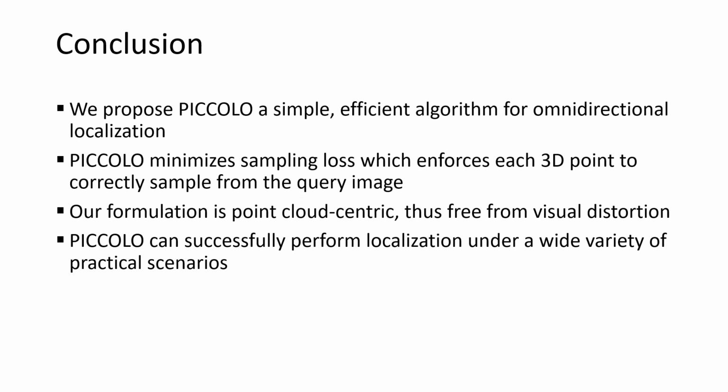In conclusion, we propose PICCOLO, a simple, efficient algorithm for omnidirectional localization. PICCOLO minimizes sampling loss, which enforces each point to correctly sample from the query image. Our formulation is point cloud-centric, which makes our algorithm immune to visual distortion in omnidirectional cameras. Experiments show that PICCOLO can successfully perform localization under a wide variety of practical scenarios. We expect PICCOLO to be extensively applied in virtual reality and robotics applications where omnidirectional cameras are present.